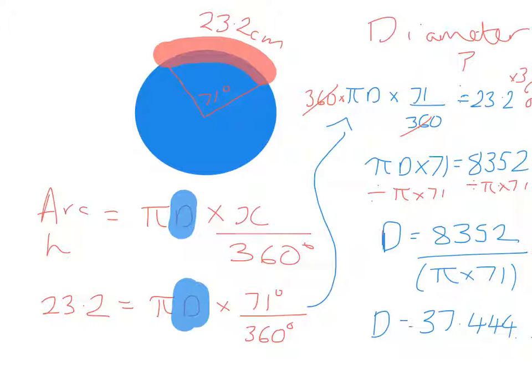Okay, so this is a more complex question because we are given the arc length, we're told it's 23.2. I have substituted everything into my formula here, and then I've just tried to rearrange my formula. Okay, so the opposite of dividing by 360 is multiplying by 360. The opposite of multiplying by 71 and pi is dividing by pi and 71. That will give me a diameter of 37.44.